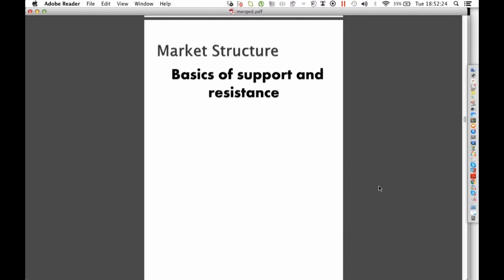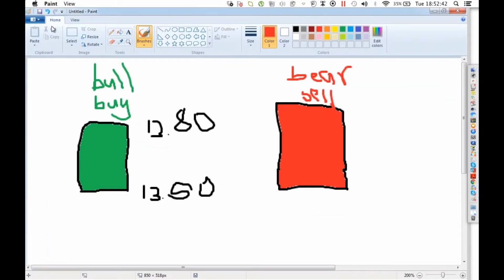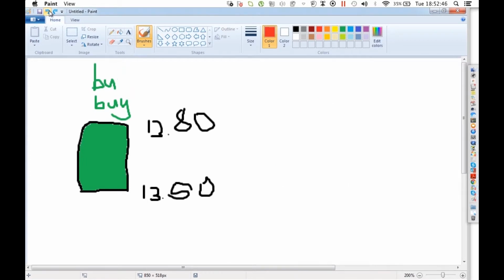All right. Now that you understand this, we're going to look at market structure and the basics of support and resistance, and basically the idea of how the market moves. You might want to take some side notes whilst we discuss this section.